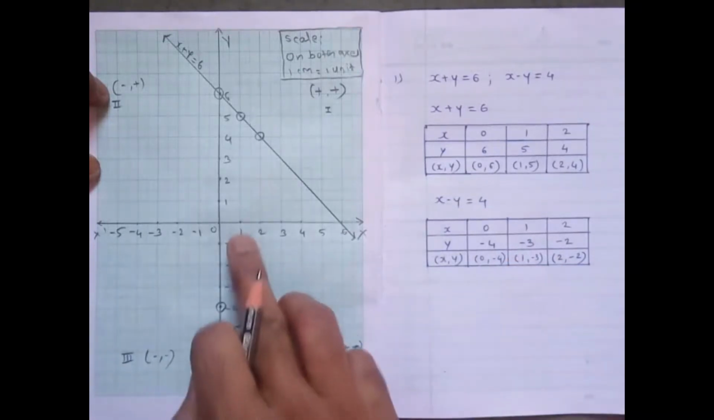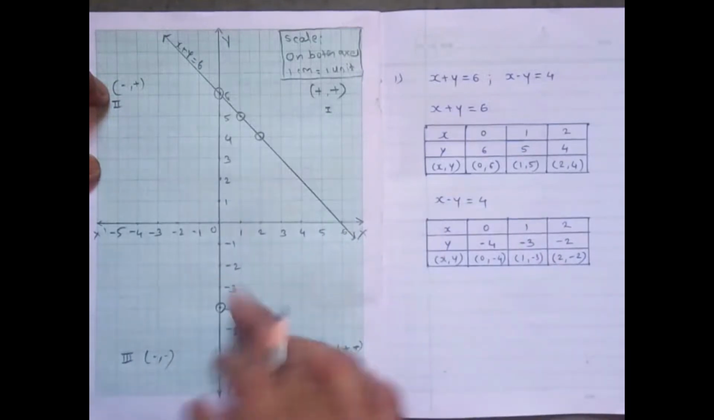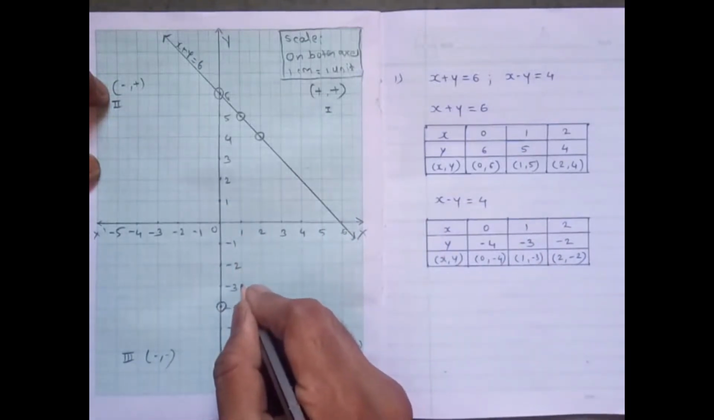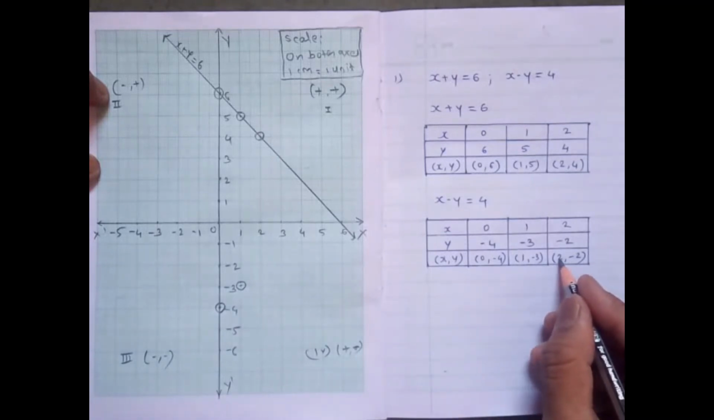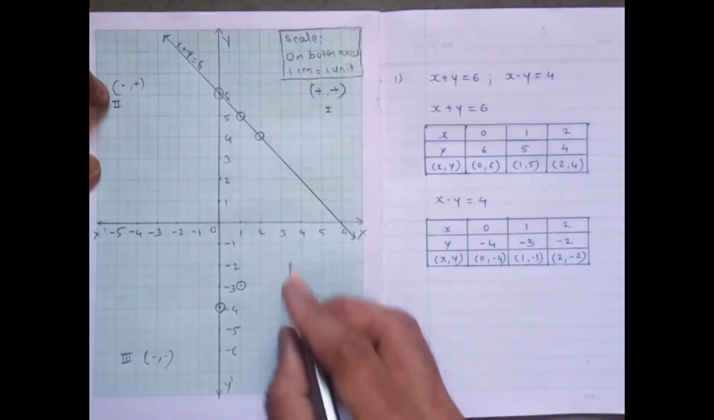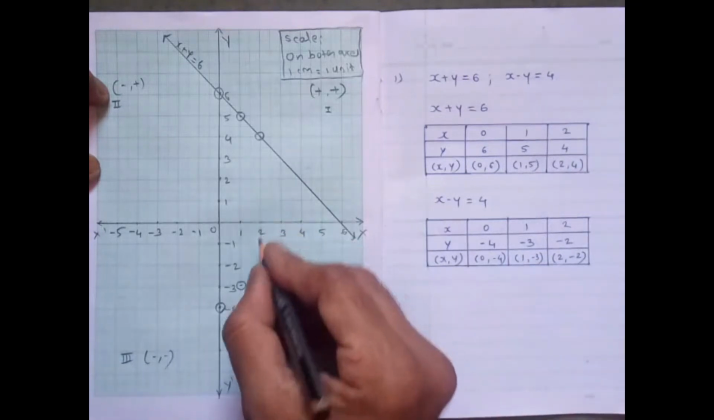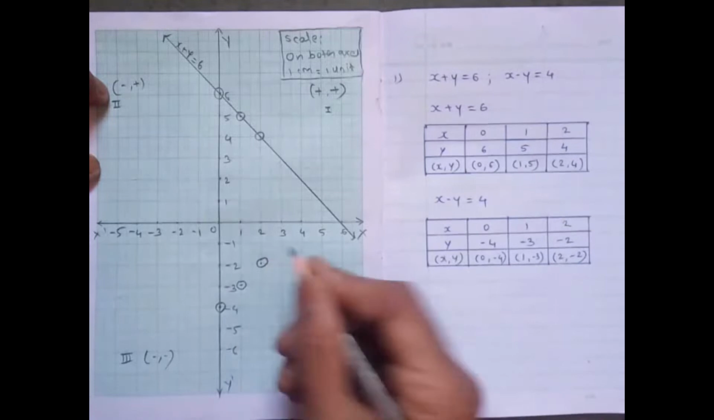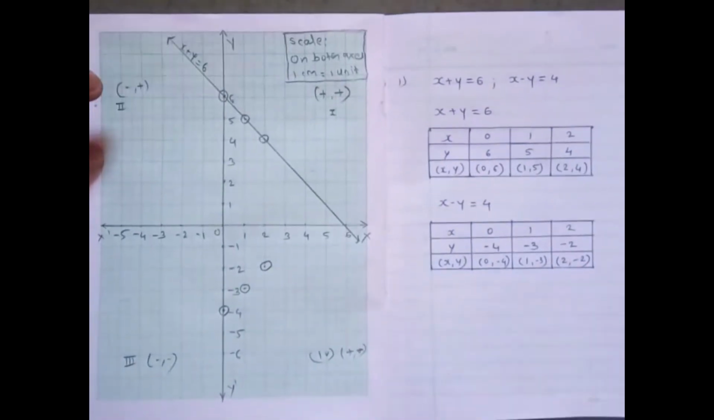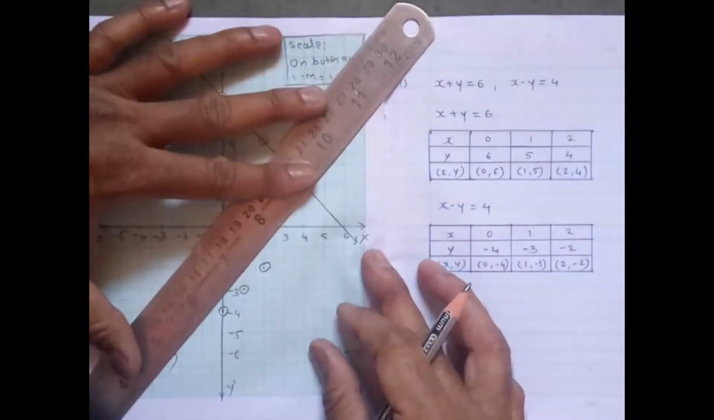+1 means value of x, +1 and -3. So second point is here. Third point is +2 -2. So again it is in the fourth quadrant, +2 -2, +2 and -2. Then I will draw the line.